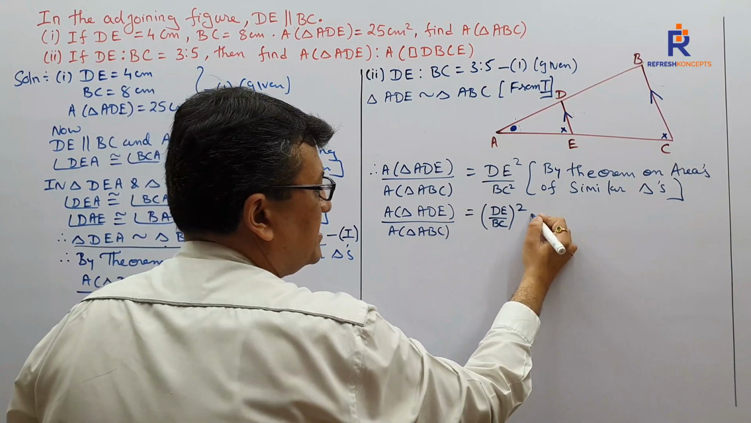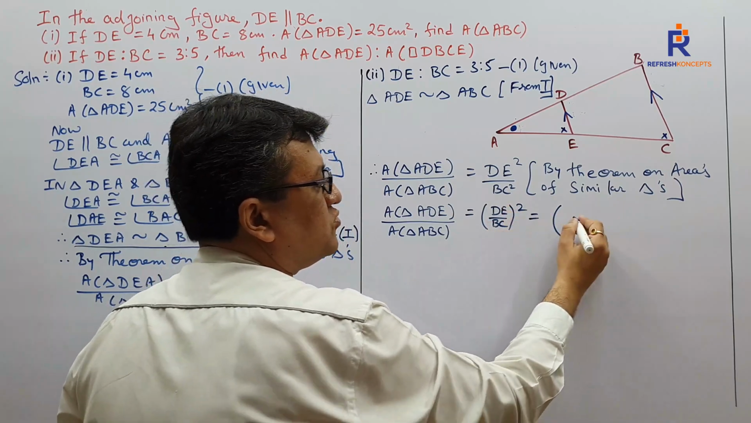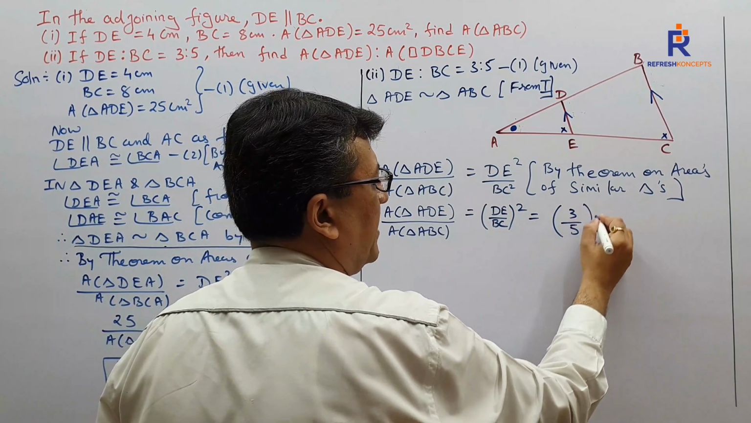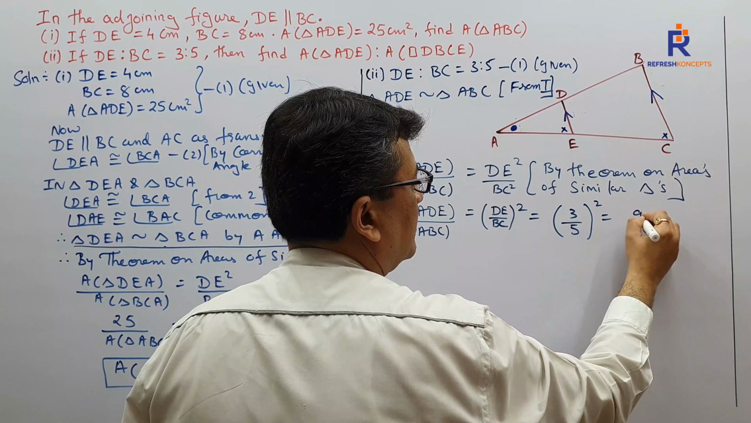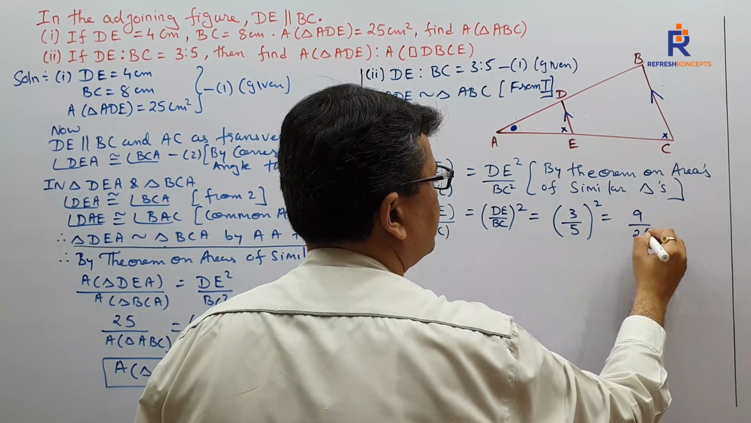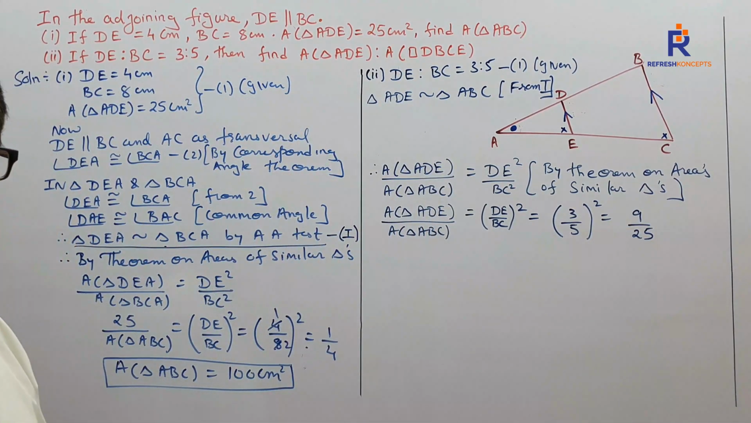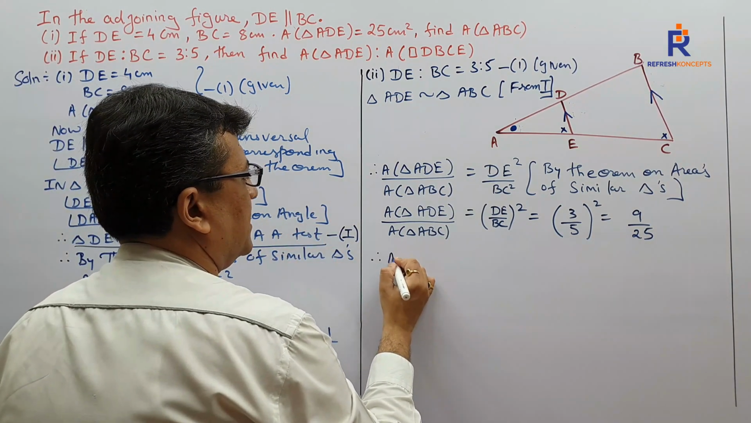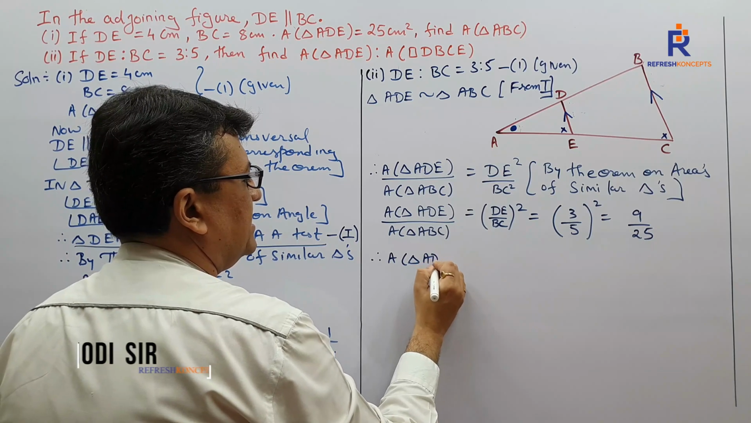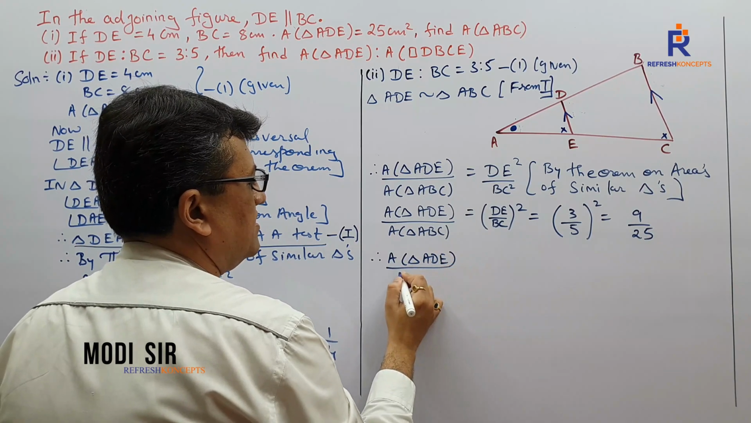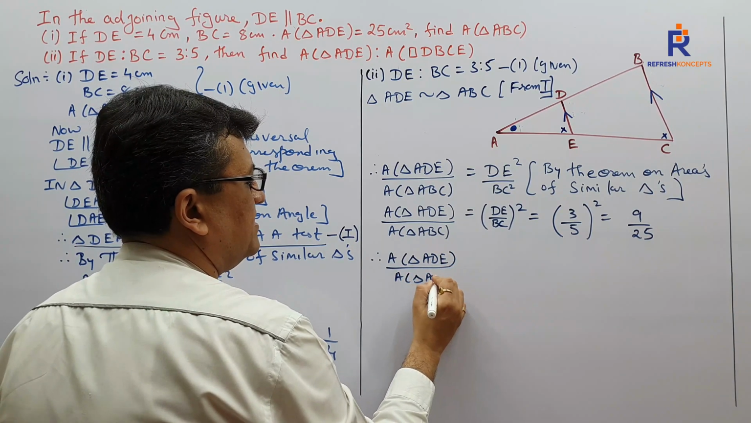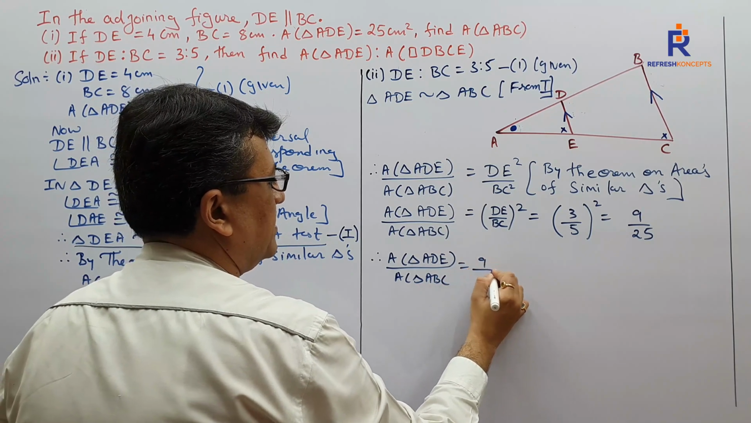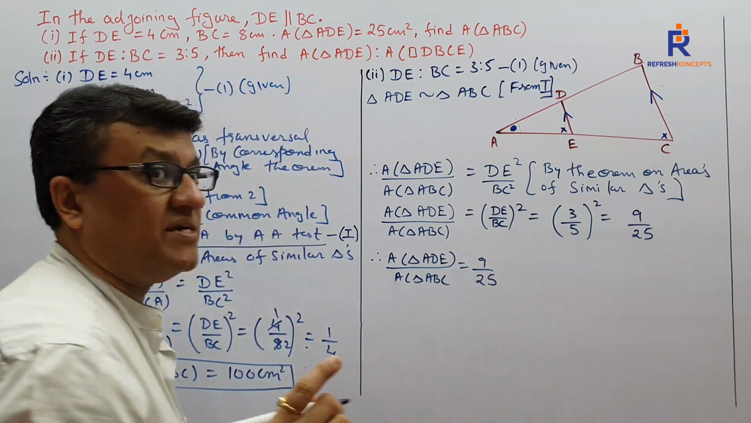Now children, this is already known to us. 3:5 squared, can I say 9/25? So what we have, I'll just jot down once again. Therefore, area of triangle ADE upon area of triangle ABC is 9/25. Mind you, we are not done with our sum.